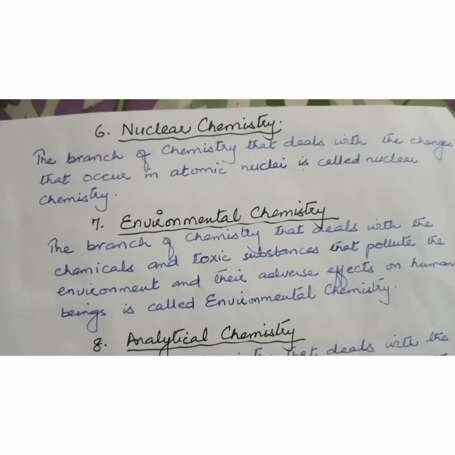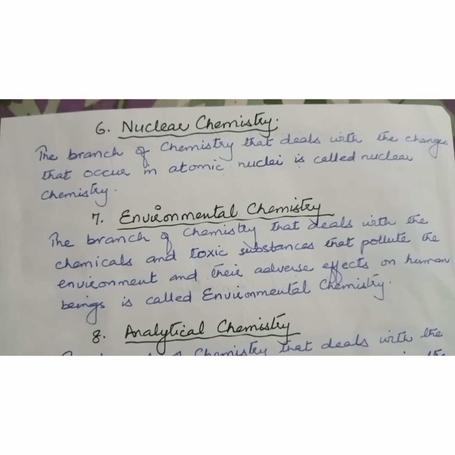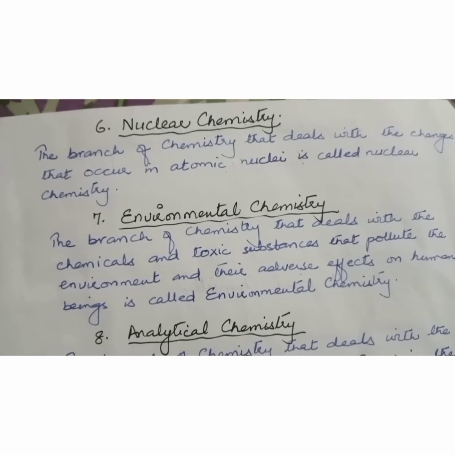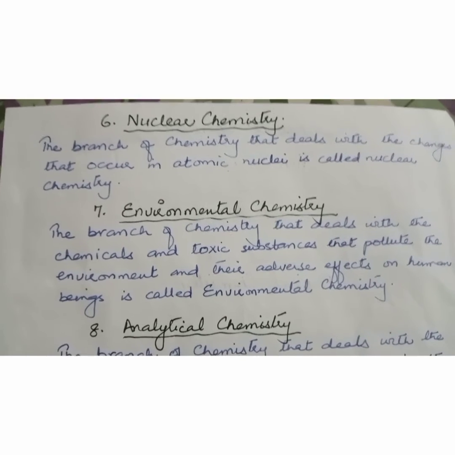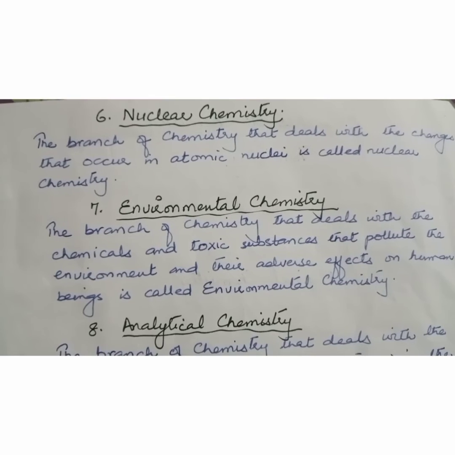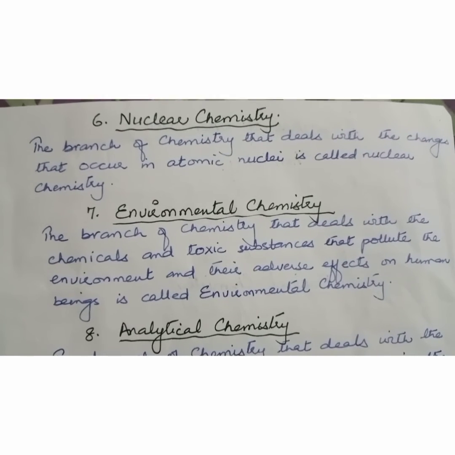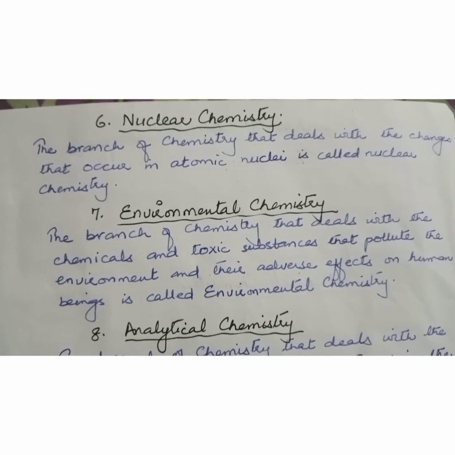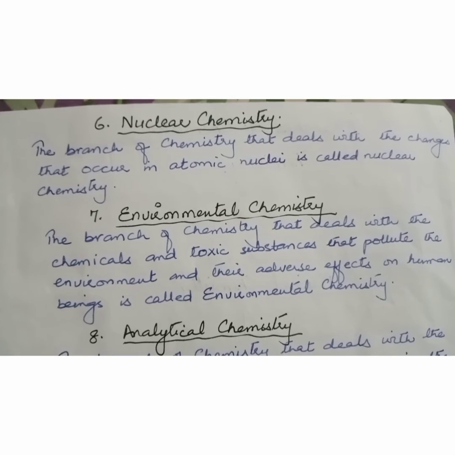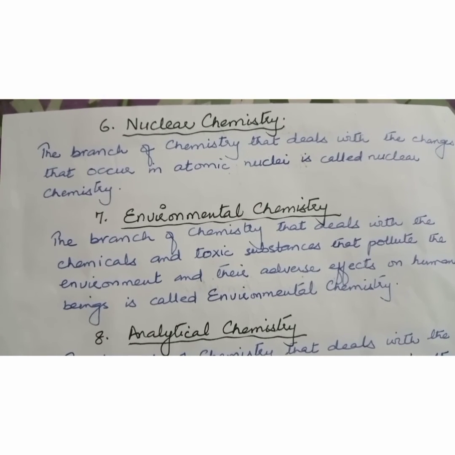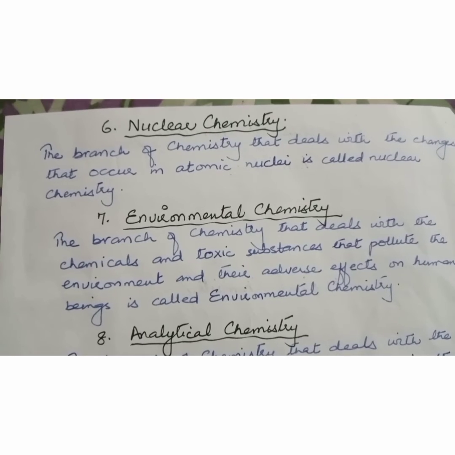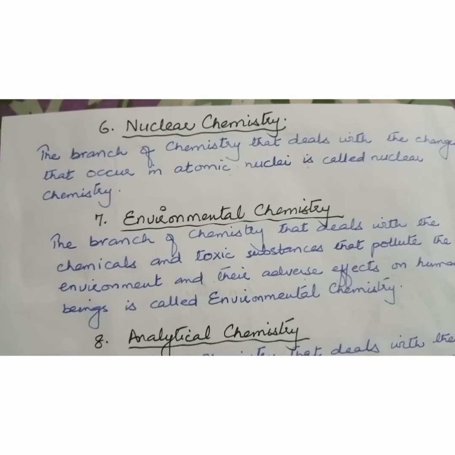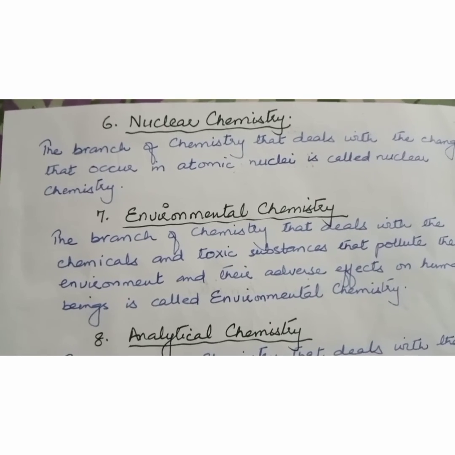Okay, the sixth branch with us is nuclear chemistry. Now, what is nuclear chemistry, students? It is the branch of chemistry that deals with the changes that occur in atomic nuclei. It means, students, whatever change occurs in the nucleus of an atom, that is called nuclear chemistry. We can take the example of hydrogen. If a proton is added to the nucleus of hydrogen, it becomes helium.